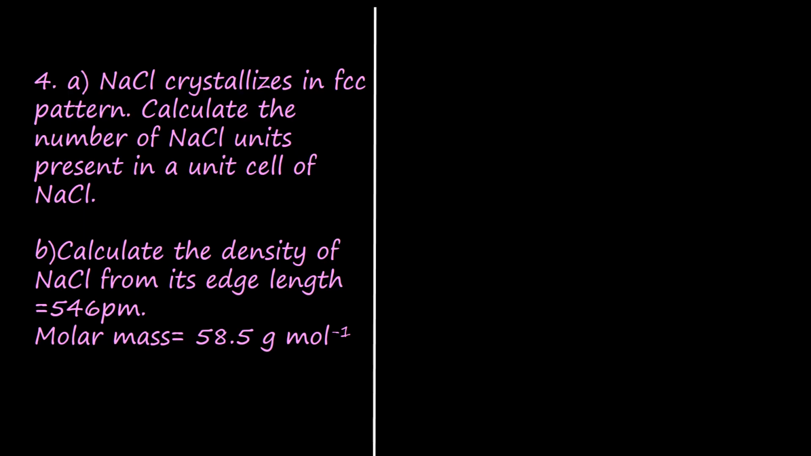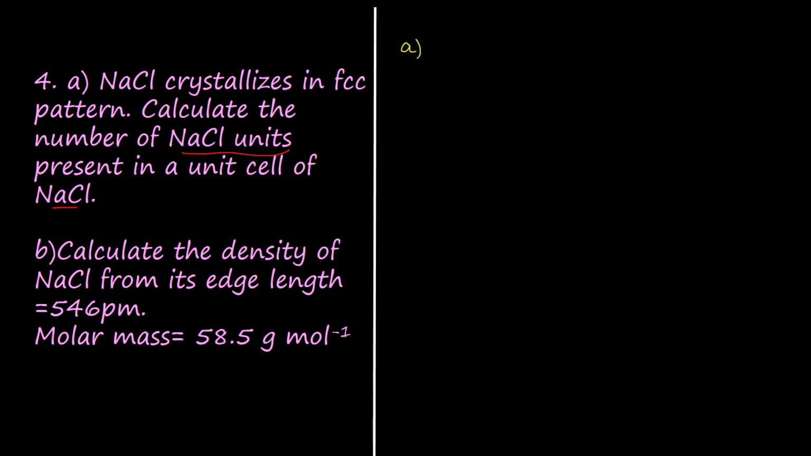Let us see this question. Sodium chloride crystallizes in FCC pattern. Calculate the number of sodium chloride units present in a unit cell of sodium chloride. Calculate the density of sodium chloride from its edge length equal to 546 picometer. Molar mass is equal to 58.5 gram per mole.